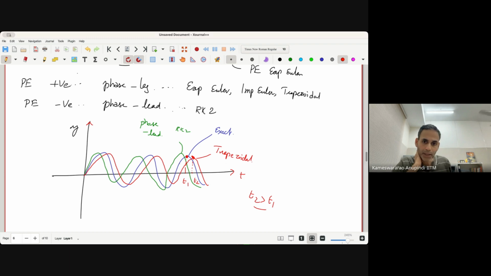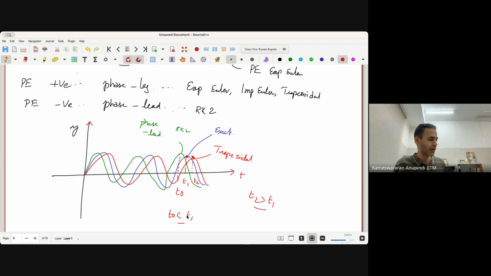Similarly, if you look at RK2, you're going to see the peak at, let us say, T0. T0 is less than T1. That means you're going to see the peak before it ideally should appear. That is why this is phase lead. You're going to see it much more quickly than at the time where it is supposed to appear. That's why it is called phase lead.